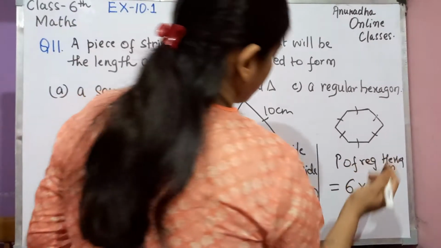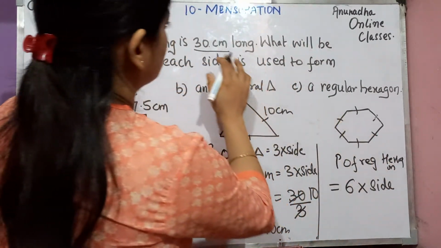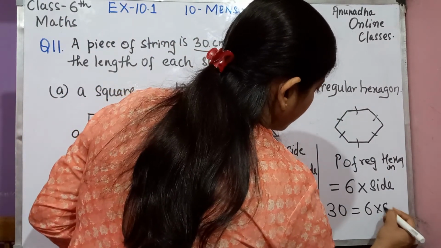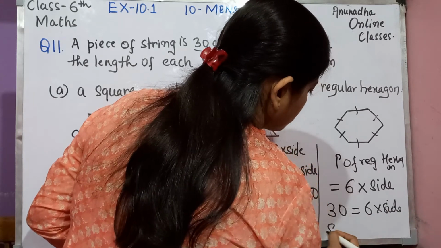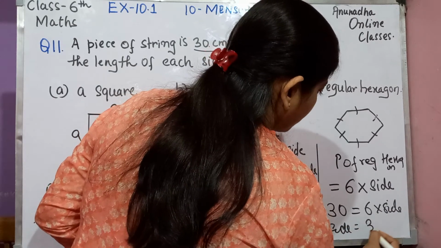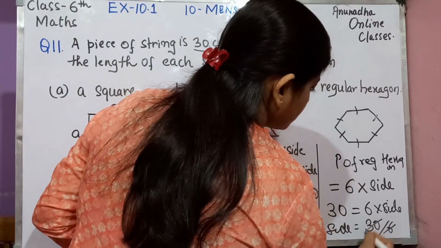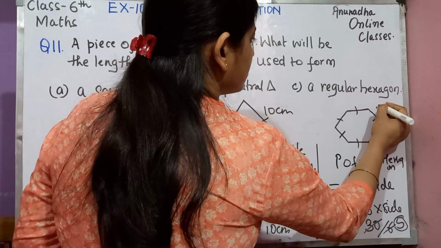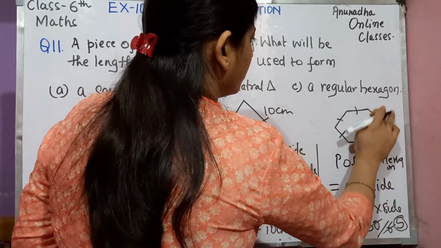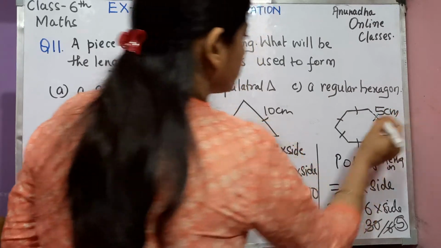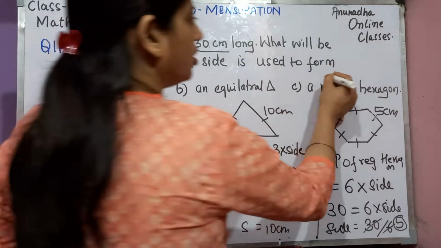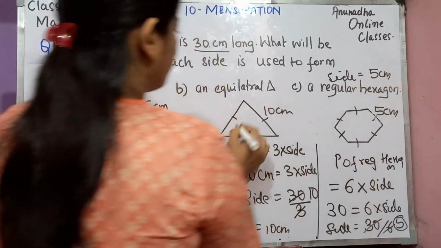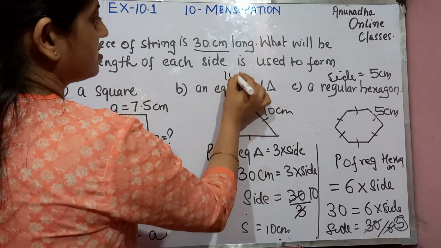What is the perimeter? You know, perimeter is how much? 30. So, 30 equals to 6 into side. That means side is equal to कितना हो जाएगा बच्चों? That will be 30 divided by 6. 6 5s are 30. So, what is our one side? That is 5. Sorry, it is 5 centimeter. Means each side of the regular hexagon is what? 5 centimeter. Here we have find out side is 10 centimeter.